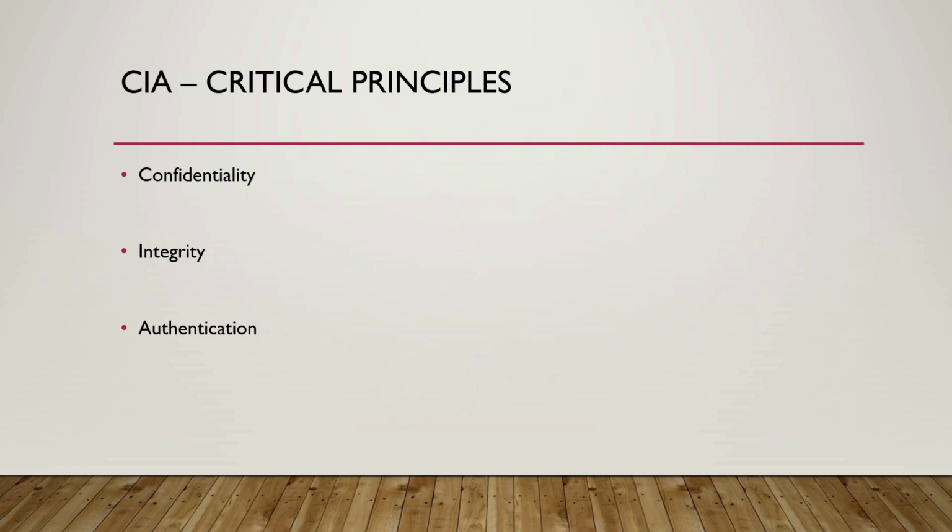In VPNs we have critical principles. So what is the VPN based on? It is based on CIA. What does CIA mean? The first one is confidentiality. What does confidentiality mean? It means I want to protect my data. So how can I protect my data? By using encryption.